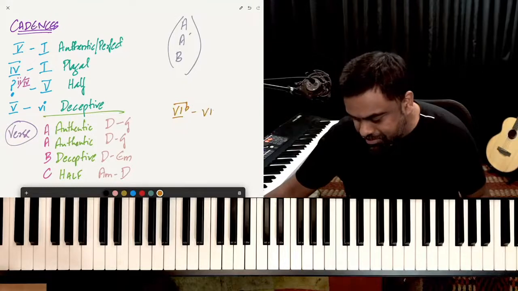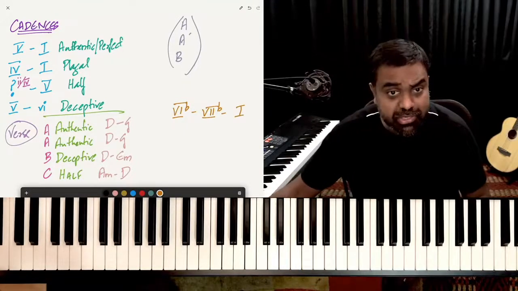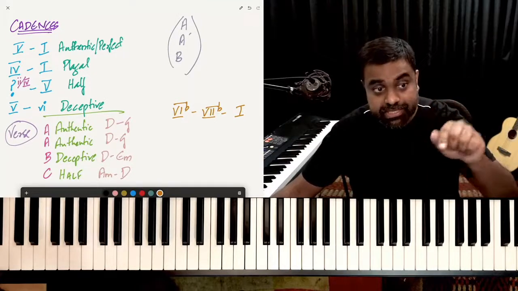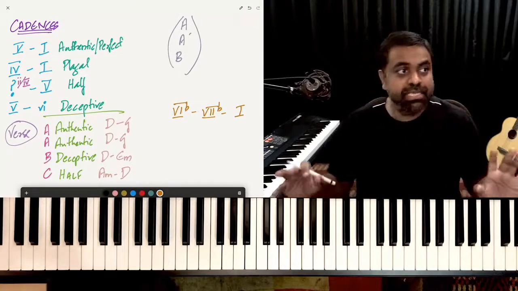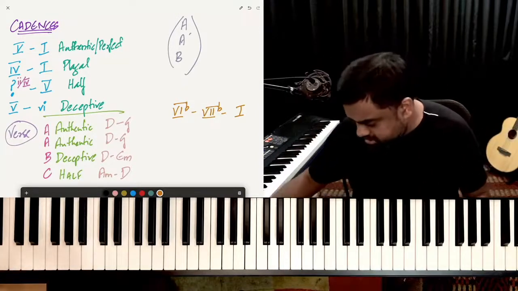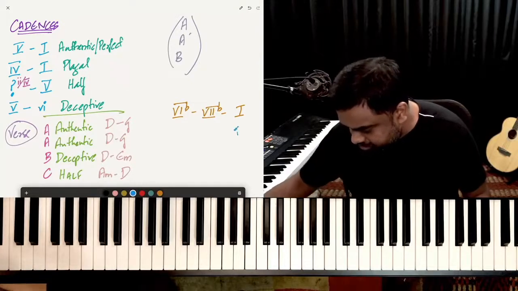Like for example, we have a 6 flat going to 7 flat and then going to 1. Remember what I told you earlier, you can go out of scale as well because we are in the key of G. We are not committing to a scale of G major. So what is the 6 flat, 7 flat and this thing? This will be G major, the 1.